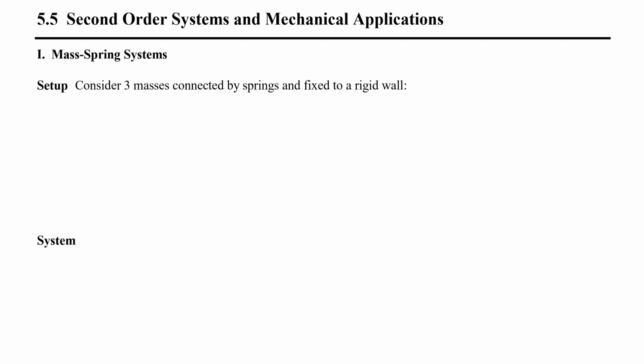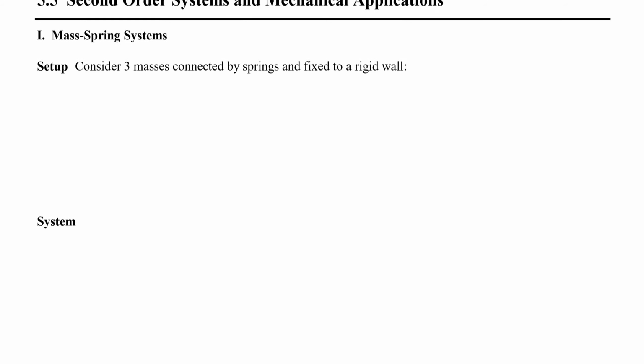In section 5.5, we're going to progress from first-order systems to second-order systems, solving those with the eigenvalue method, and our mechanical applications to spring mass systems. Let's consider a second-order system through the lens of our mass spring system. Consider three masses connected by springs and fixed to a rigid wall.